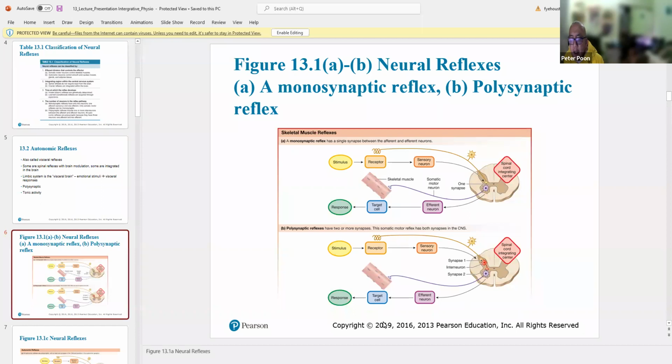And I'll explain how this actually works. But basically, because it has one extra synapse, one extra interneuron between the sensory neuron and the effector neuron, or efferent neuron, that's going to take a little bit more time.